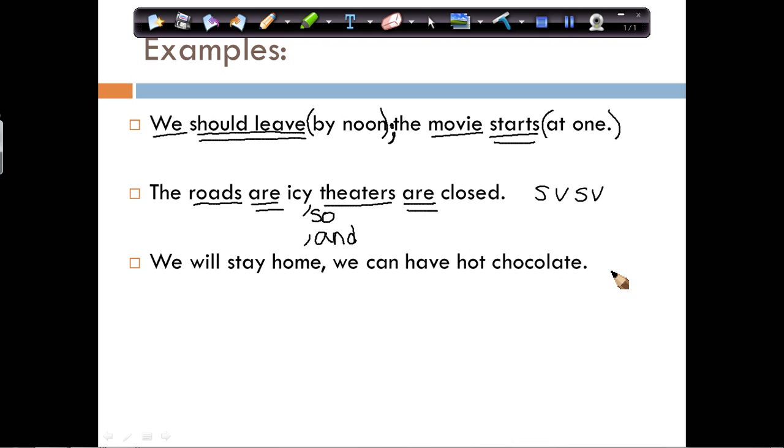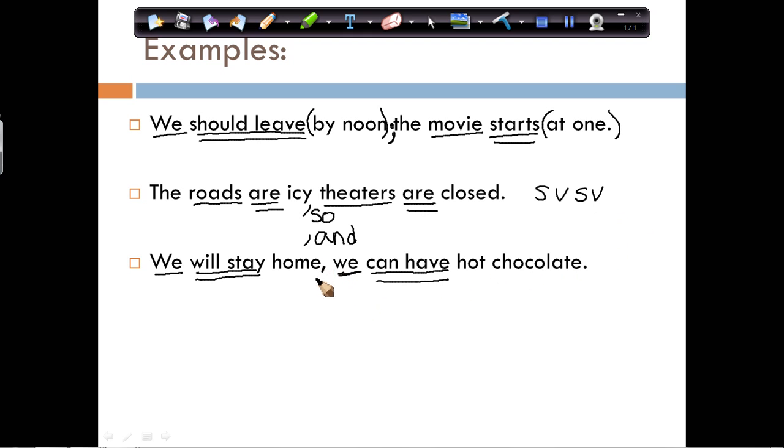Let's look at this last example. We will stay home. We can have hot chocolate. We don't have any prepositional phrases here, so we'll look for verbs. Will stay. Helping verb will and main verb stay. And who will stay? We will. We is our subject. And then in the second part of the sentence, we have can have as the verb. And who can have? We is our subject.